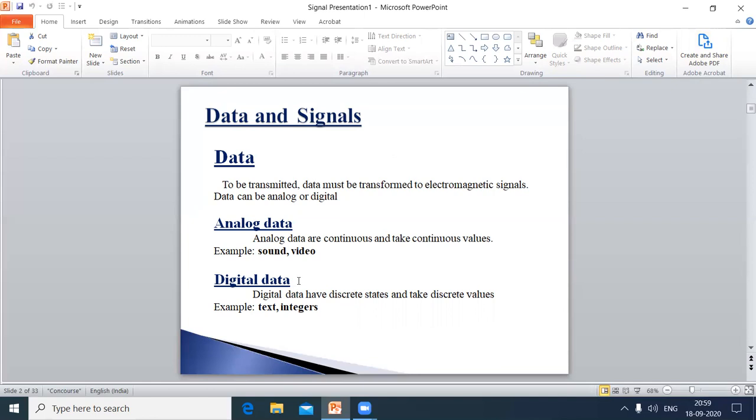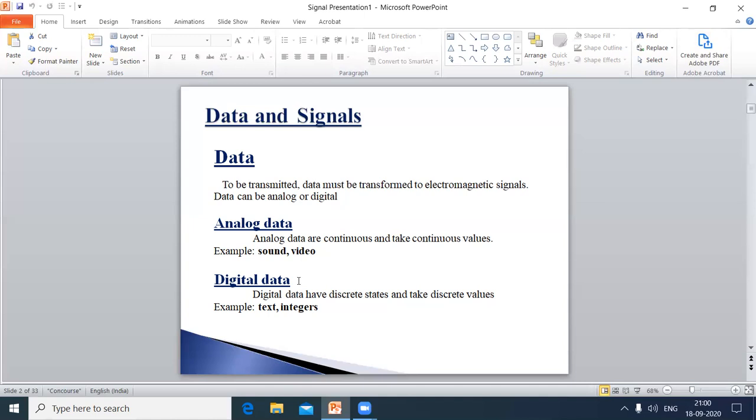Digital data have discrete states and take discrete values. For example, digital data are stored in computer memory in the form of zeros and ones. They can be converted to a digital signal or modulated into an analog signal for transmission across a medium.